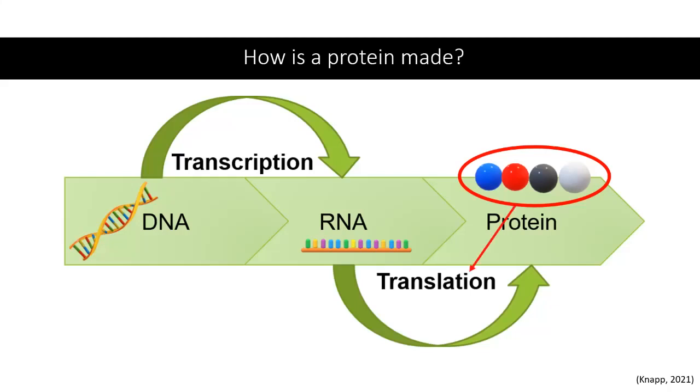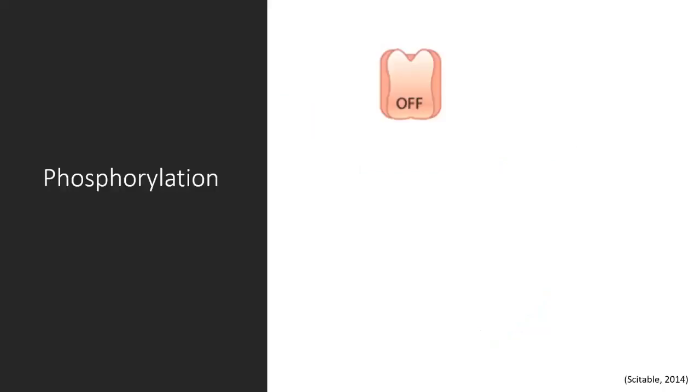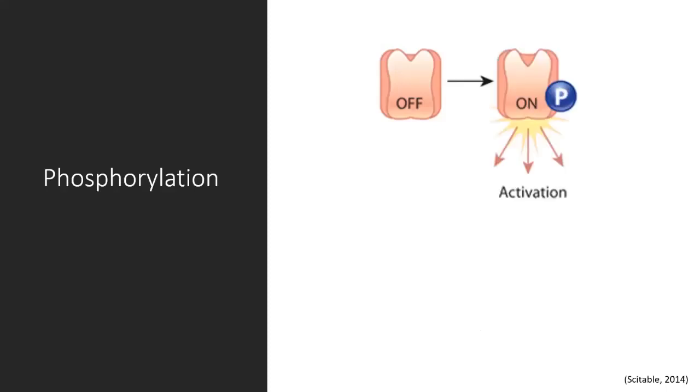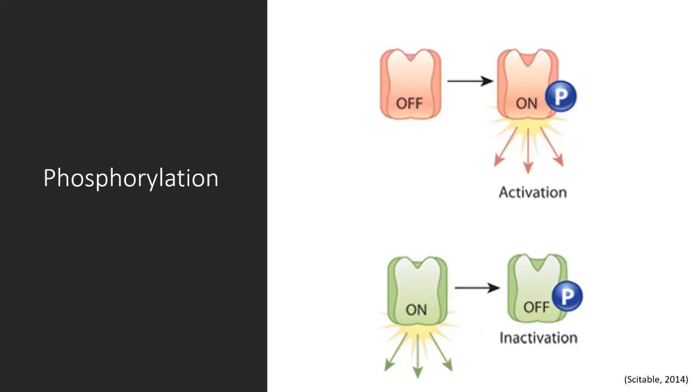Now, there are many different types of post-translational modifications, but one that I would like to highlight is phosphorylation. Phosphorylation is the process of adding or removing a phosphate group to a protein molecule. In doing so, the protein can be activated or deactivated, almost like a light switch. Thus, a single protein can now perform two different functions.